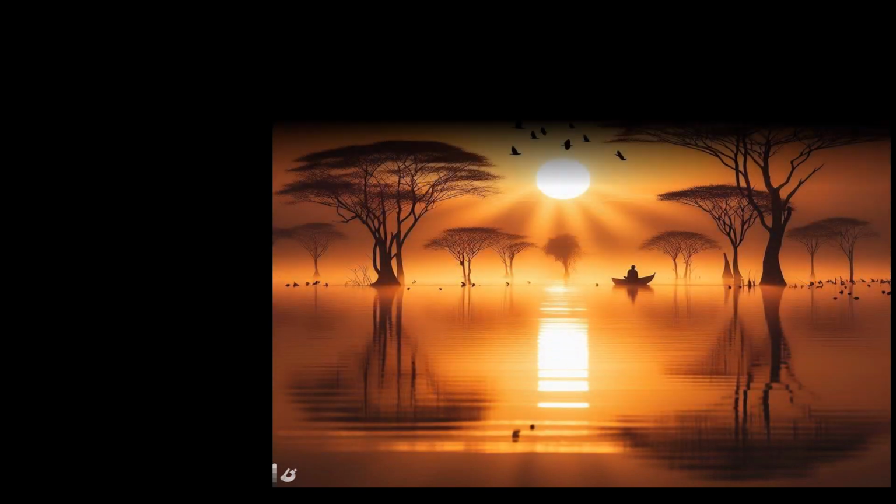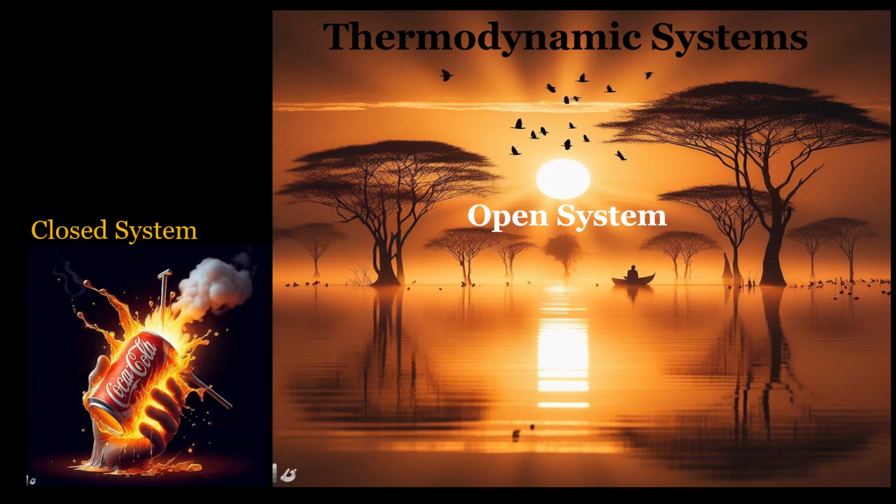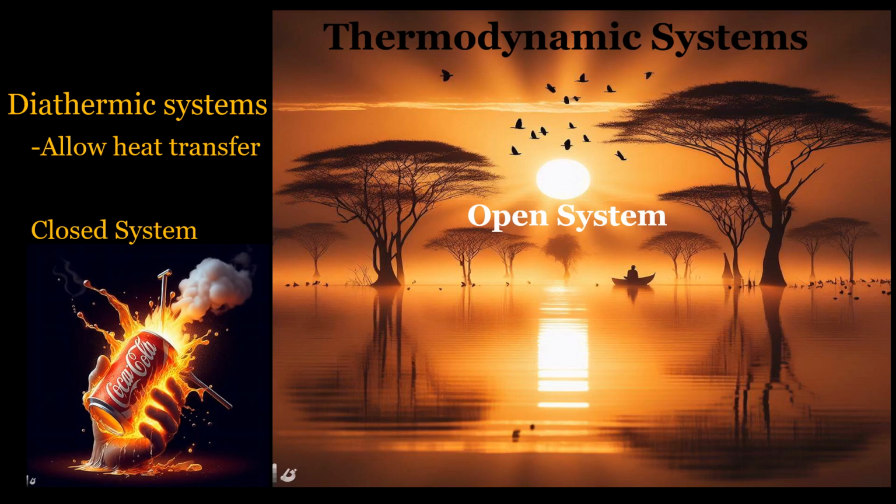Sun is an example of open system because heat is easily transferred to the surroundings. The can of Coke is a closed system because the gassy drink is enclosed at certain pressure. However, the can of Coke can be heated or cooled down, therefore it is a closed system, but not an insulated system. The systems that allow heat transfer are called diathermic systems.